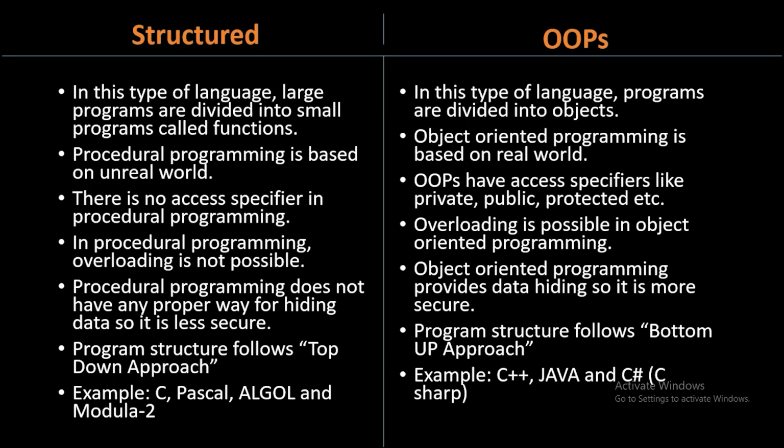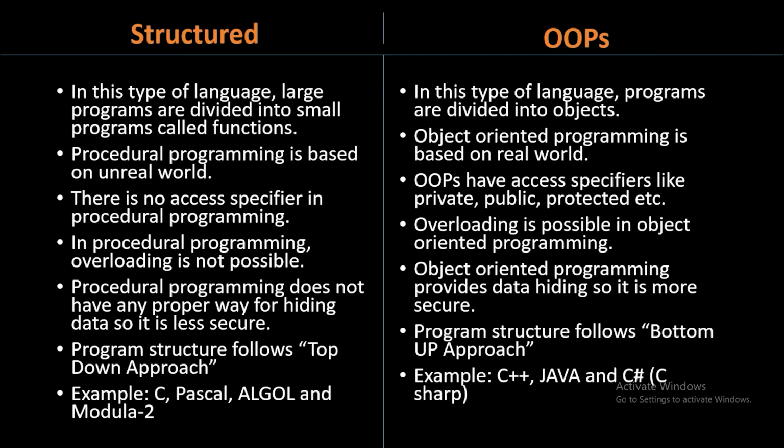The number three is in structured programming, there is no access specifier. But in OOPS, we have access specifiers. As we know, we have public, private, protected, and some more. In procedural programming, overloading is not possible, but in OOPS, overloading is possible, as you have seen the example of method overloading already. Structured programming does not have any proper way of hiding the data, so we can say it's less secure, whereas OOPS provides data hiding, so it's more secure. Data hiding like abstraction and encapsulation.